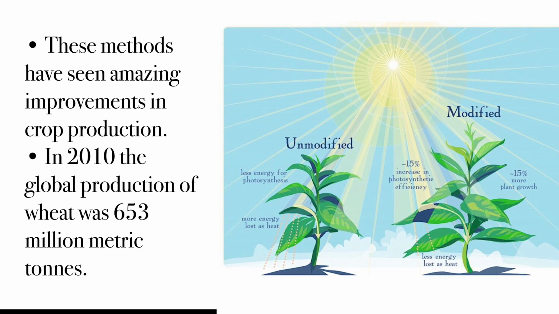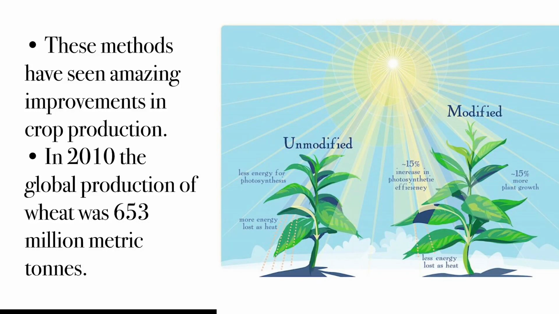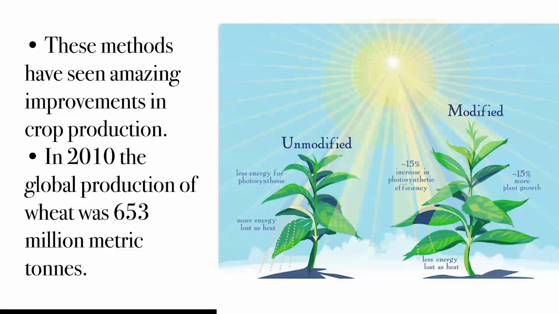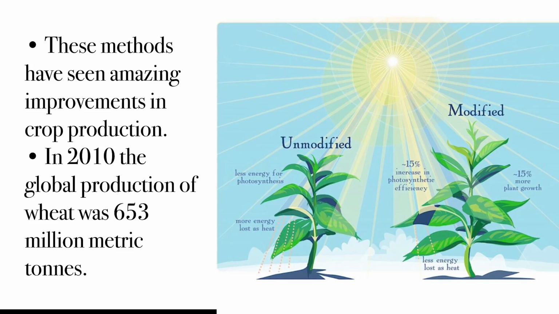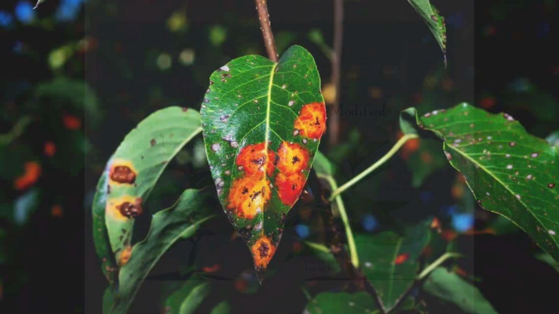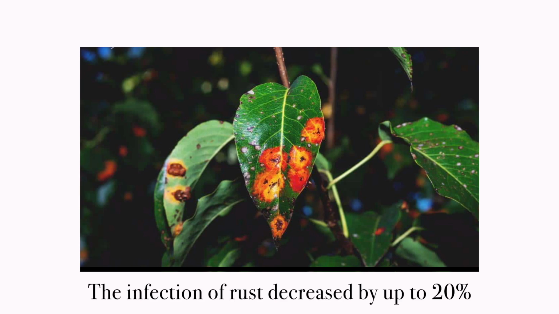These methods have seen amazing improvements in crop production. For example, in the 1940s, wheat was dwarfed to have heavier grains and be harvested easier. Since then, the production of wheat has increased significantly and saved people from poverty. In 2010, wheat's global production was 653 million metric tons. This shows these methods are safe to use and don't involve the use of pesticides or chemicals. And with genetic modification, the infection of rust decreased by up to 20%.